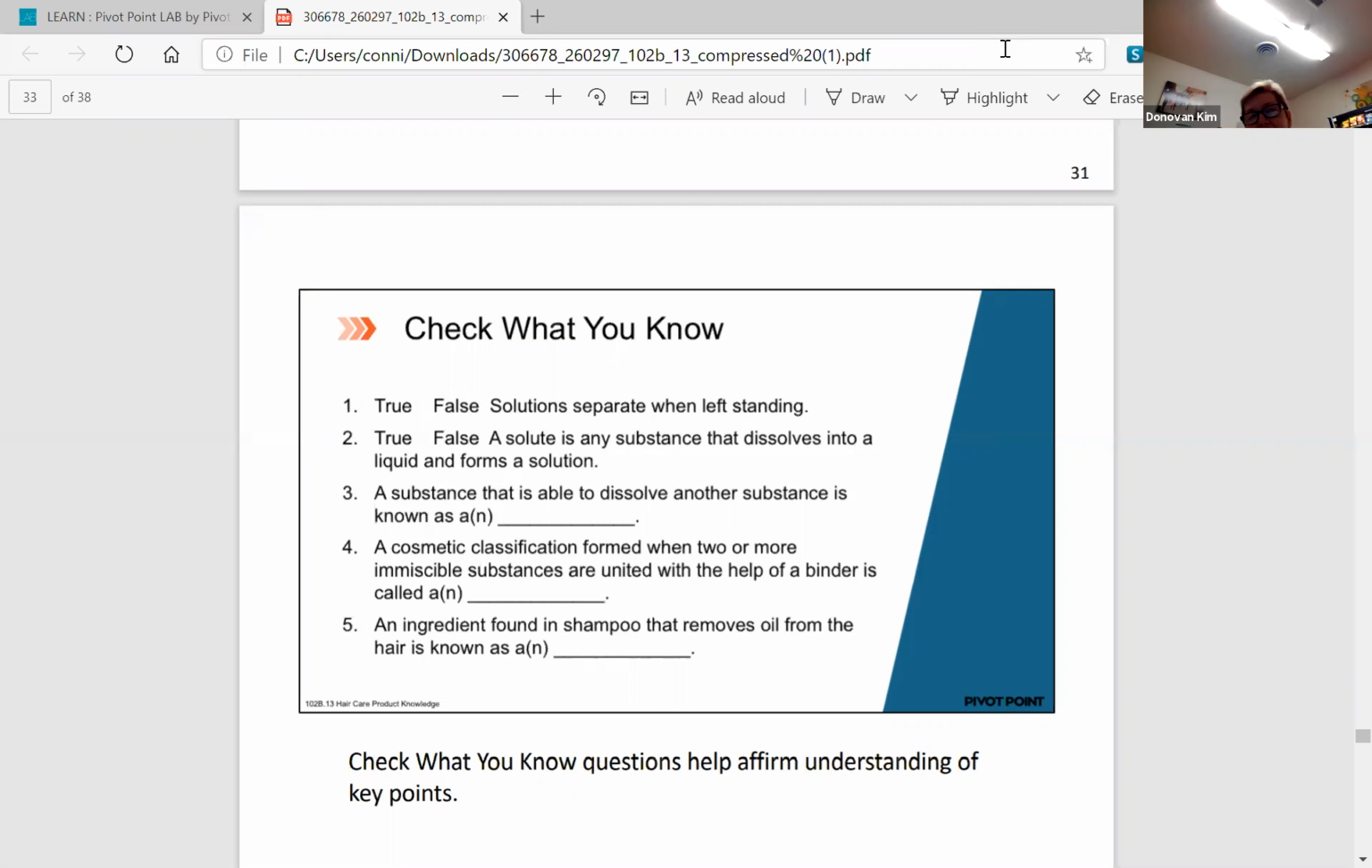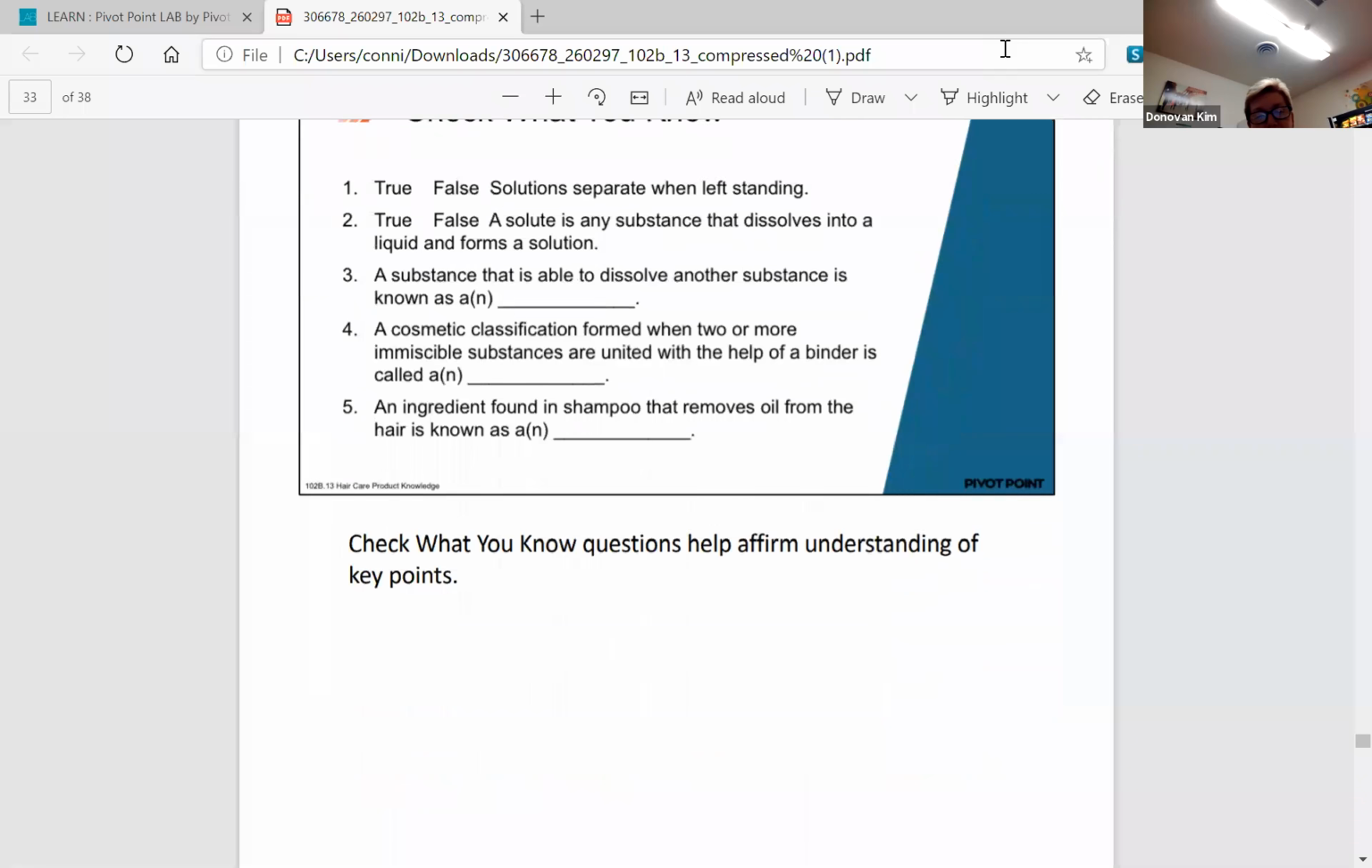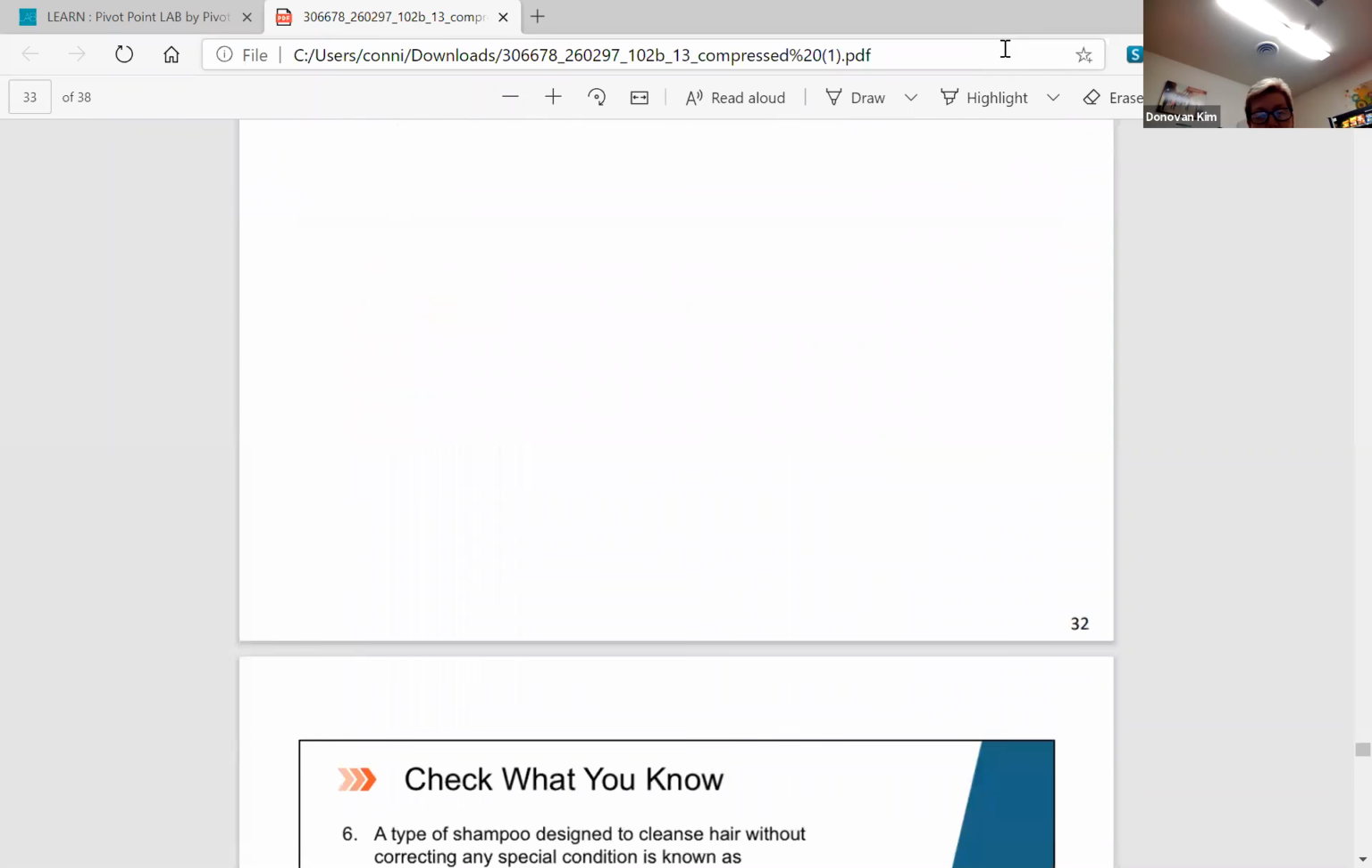Yeah, I'm thinking antiseptic or clarifying, one of those two to remove that oil. All right, let's move on to the next section and see which ones are right.